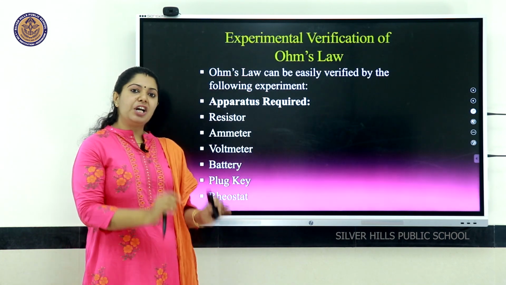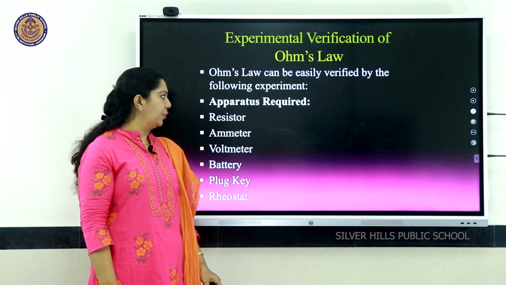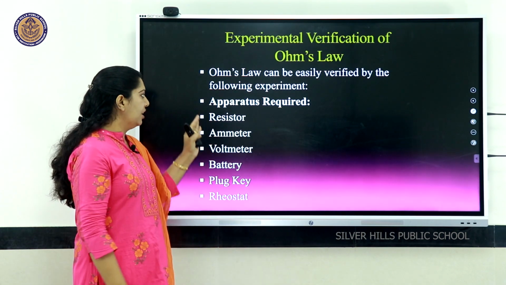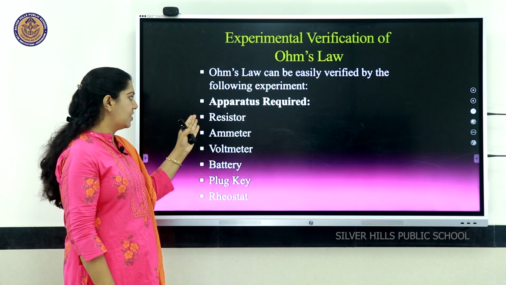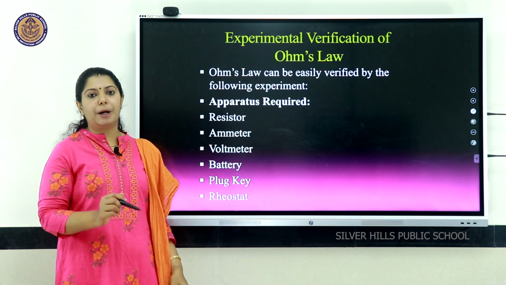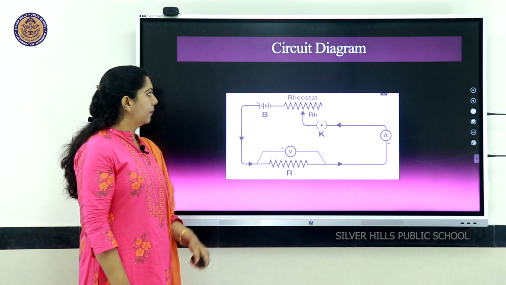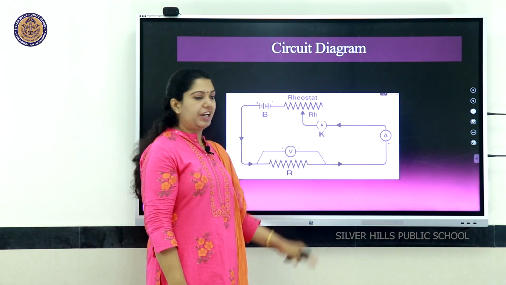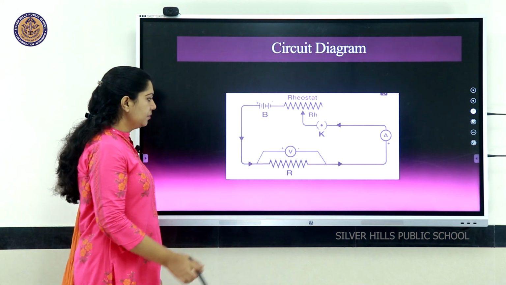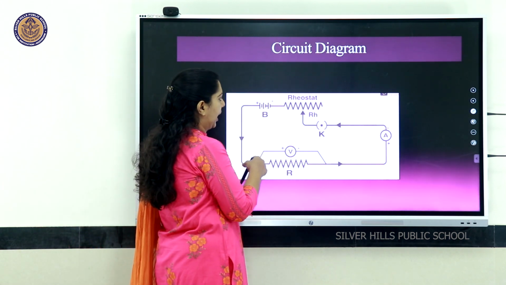We can verify Ohm's law by using one circuit. For doing that activity, we need all these apparatus: resistor, ammeter, voltmeter, battery, key, rheostat, etc. This is a circuit diagram of Ohm's law. I will explain about this circuit diagram.